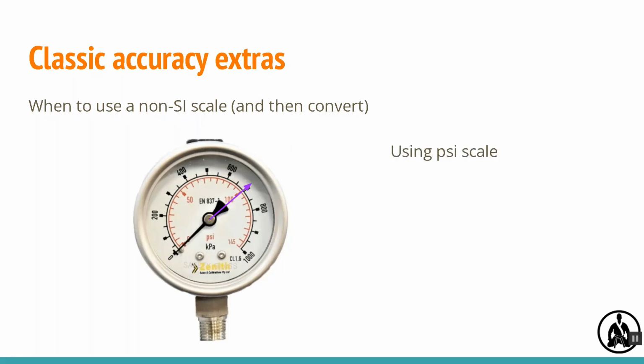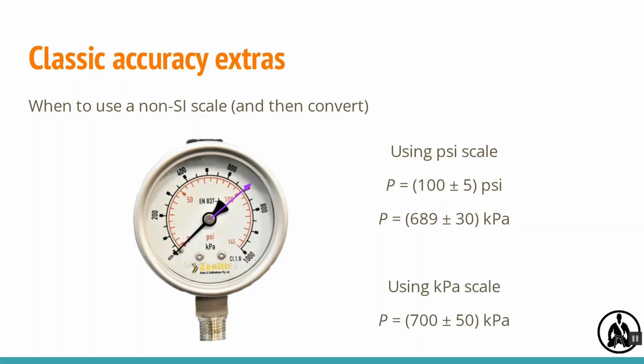scale on the inside gives you 100 PSI with 3 significant figures, that's without interpolating. And then when you convert that to kilopascal, you still have 3 significant figures. While if you used the kilopascal scale to start with, you would have a value with only 2 significant figures without interpolating. Notice that the choice of the more accurate scale here also gives you a lower absolute uncertainty for the measurement.